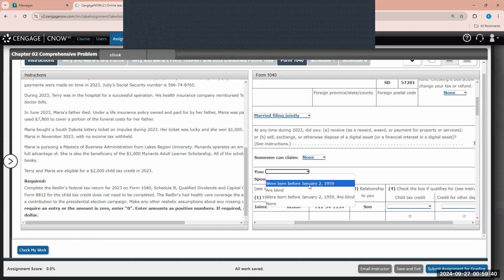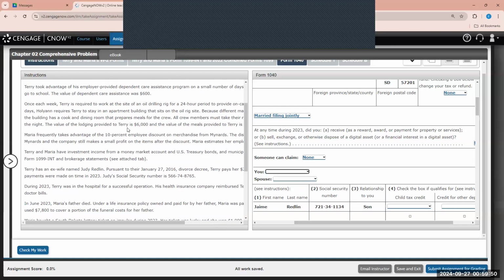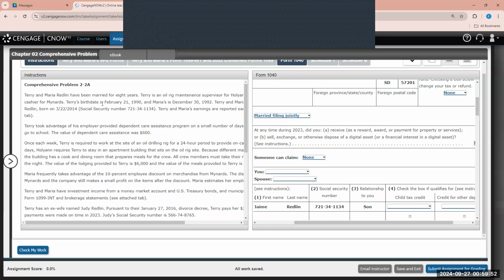Here it's asking, was a taxpayer born before January 2nd, 1959? Are they blind? Were they born before January 2nd, 1959 and blind? So the information is here. It lets us know that Terry's birth date is February 21st, 1990. So for Terry, the answer is none. For the spouse, Maria was born December 30th, 1992. Does not mention anything about her being blind, so that is also none.